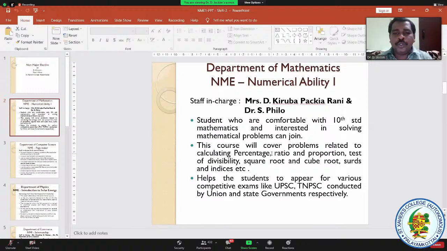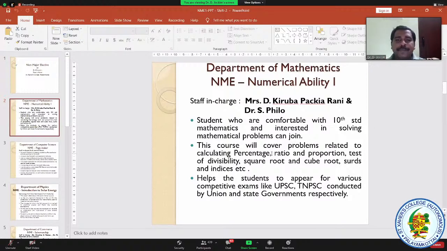Students who are comfortable with 10th standard mathematics and who are interested in solving mathematical problems can join. Students who have basic mathematical skills can think of joining this course. This course will cover problems related to calculating percentage, ratio and proportion, test of divisibility, square root and cube root, surds and indices, etc.